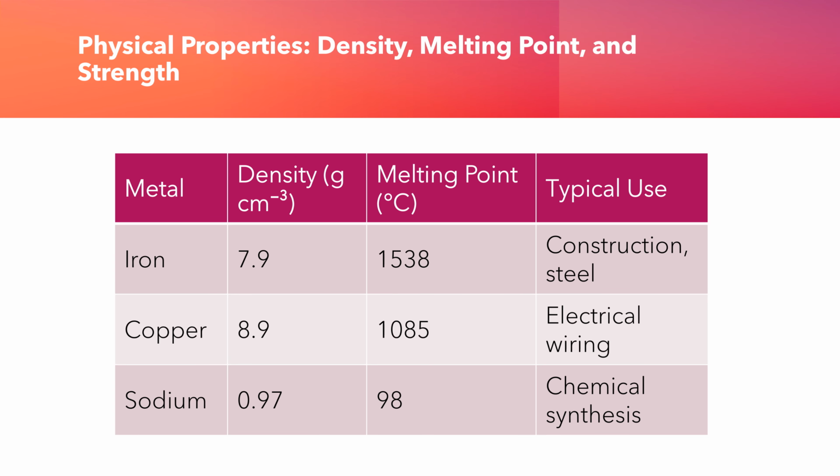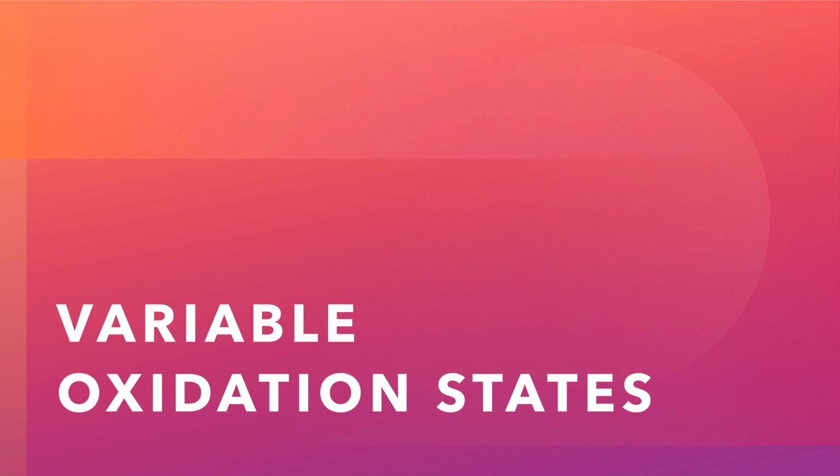The increased number of delocalized electrons strengthens the electrostatic attraction between the positive metal ions and the electron cloud, resulting in stronger bonds. For example, iron and copper are much denser and have significantly higher melting points than sodium or magnesium. Origins and chemical significance of variable oxidation states.